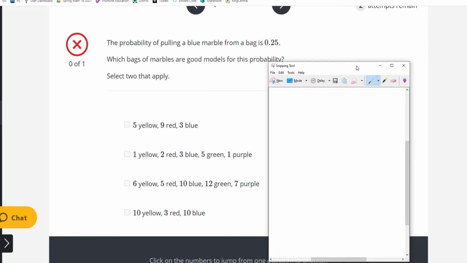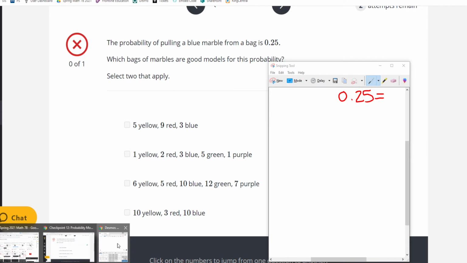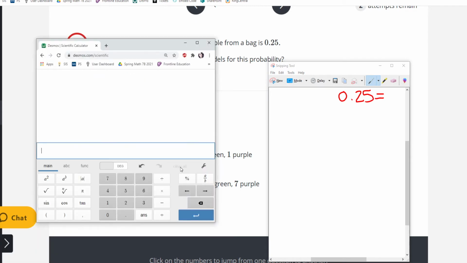So for this one, we're going to do the exact same thing that we did on the other one. However, I like to work with fractions when I'm doing probability, just because that's what we're used to seeing. So this 0.25, I want to change to a fraction. That's how I'm going to figure out this problem. You can keep the 0.25 if you like. If you don't know what that is as a fraction, type this into Desmos, and then hit this fraction button and it will tell you it is 1/4.